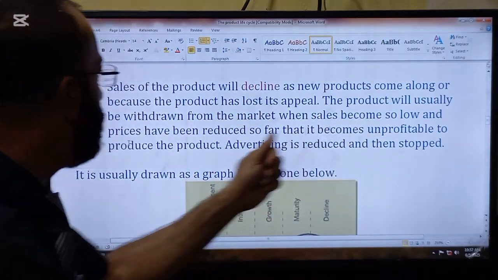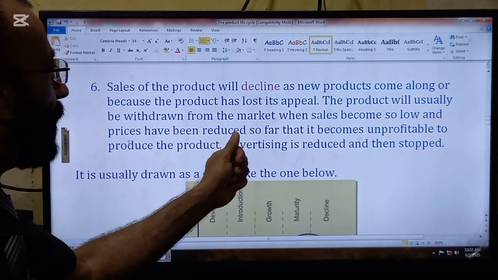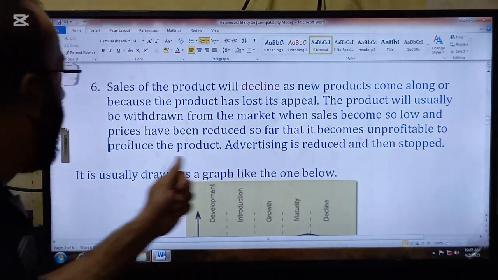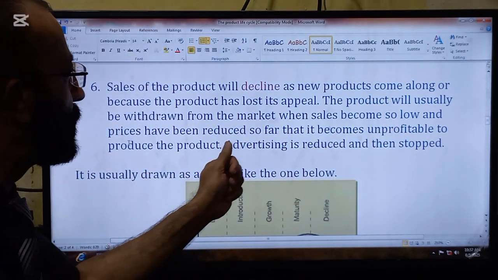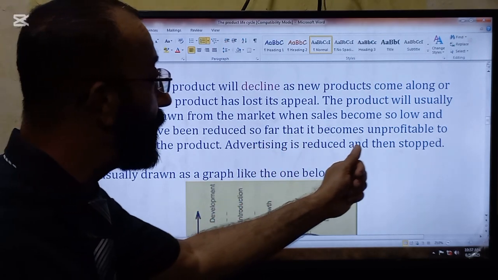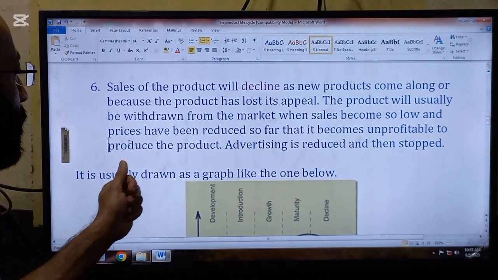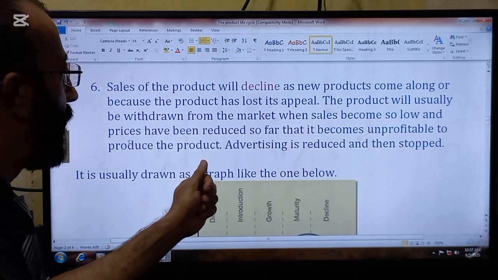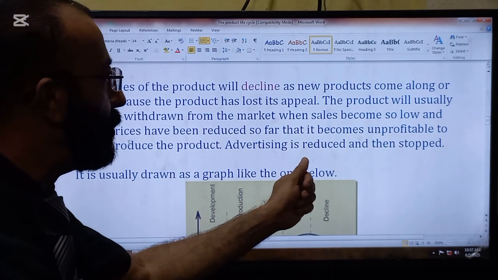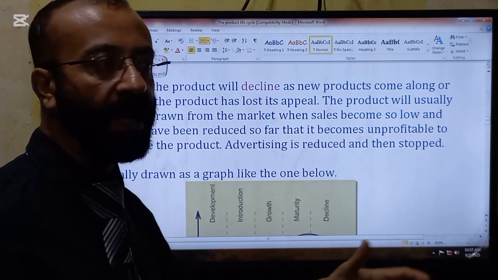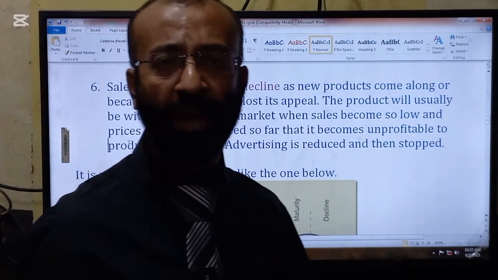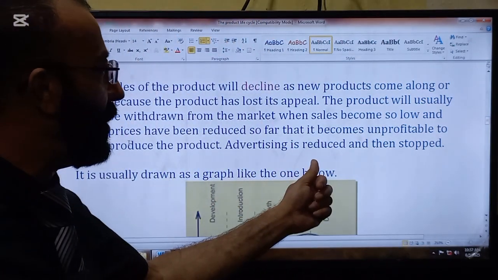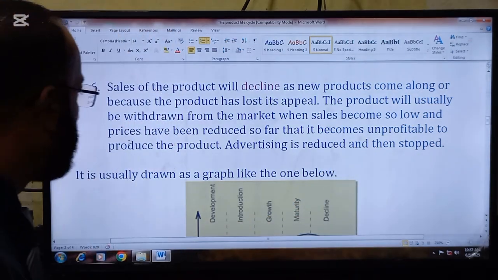The product will usually be withdrawn from the market when sales become so low and prices have been reduced so far that it becomes unprofitable to produce the product. So this stage will come after time. Advertising is reduced and then stopped because the product is no more famous in the market. So finally the advertising will be reduced and then stopped.